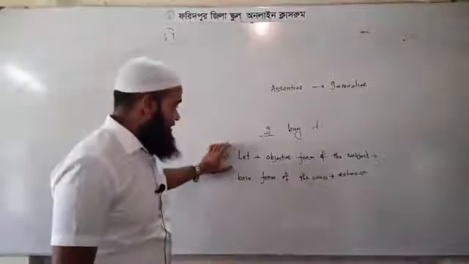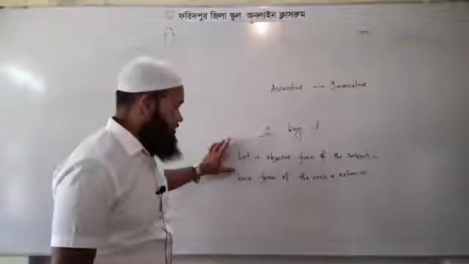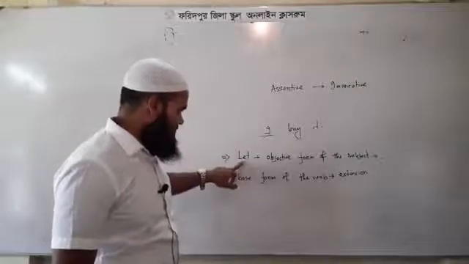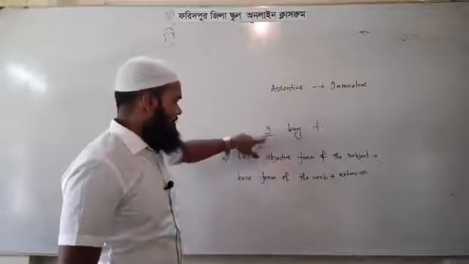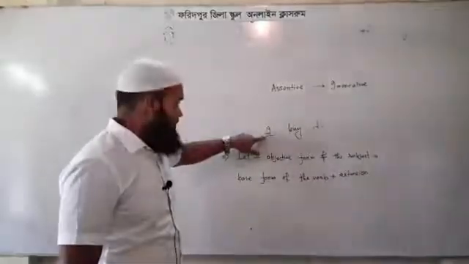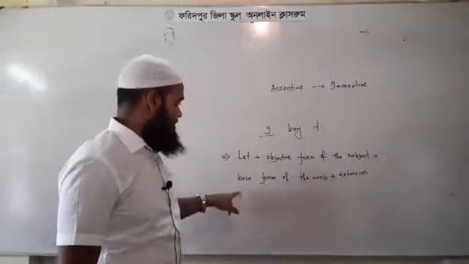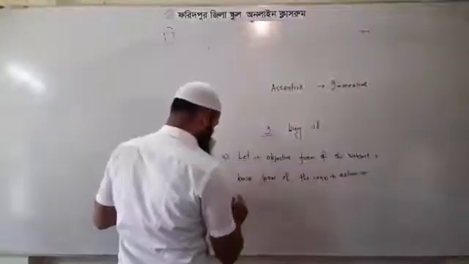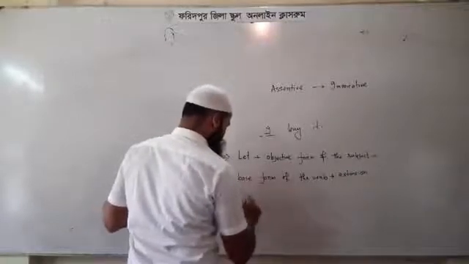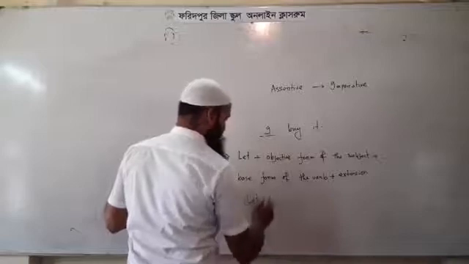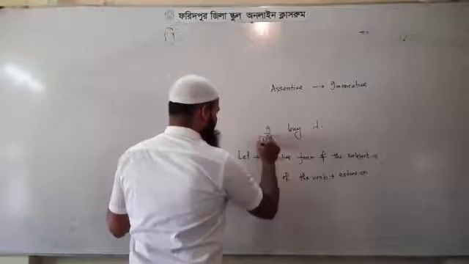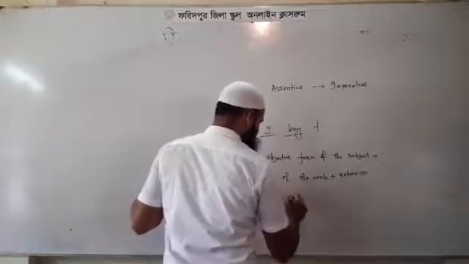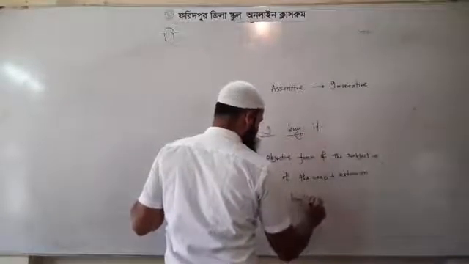My dear students, try to memorize the structure. At first, we have to take let, then the objective form of the subject. That means here the subject is I, and we have to take me as the objective form of the subject I, then the base form of the verb, and extension. So at first, let. Then the objective form of the subject. Objective form of I is me. Let me. Base form of the verb is buy. Let me buy it.